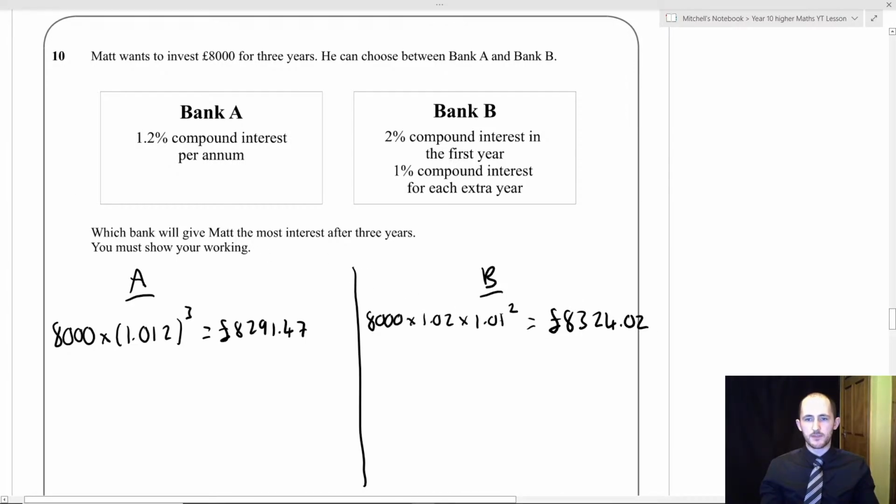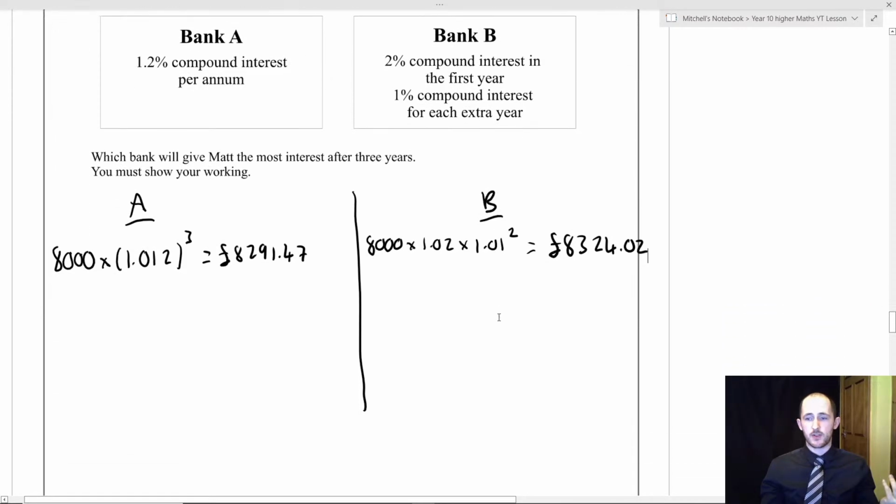So which bank should he go with? Or which bank has the most interest? Well, it's Bank B.